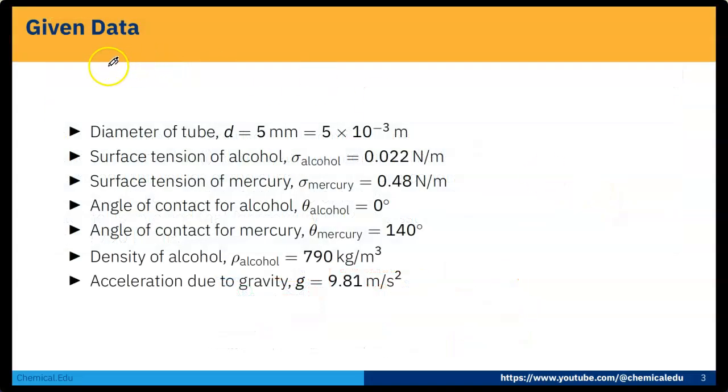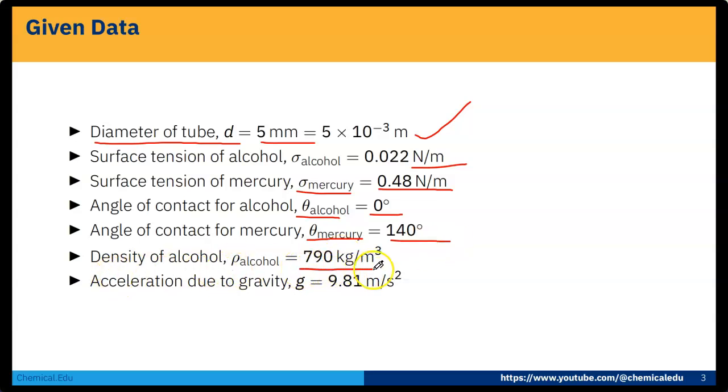Now, here is the given data. First one is the diameter of the tube. D is 5 mm, so if we convert, that is 5 into 10 to the power minus 3 meter. Then surface tension of alcohol, sigma alcohol, is 0.022 Newton per meter. Then surface tension of mercury, sigma mercury, is 0.48 Newton per meter. Then angle of contact for alcohol, theta alcohol, is 0 degree, and for mercury, theta mercury, is 140 degrees. Density of alcohol, rho alcohol, is 790 kg per meter cube, and acceleration due to gravity, g, is 9.81 meter per second squared.